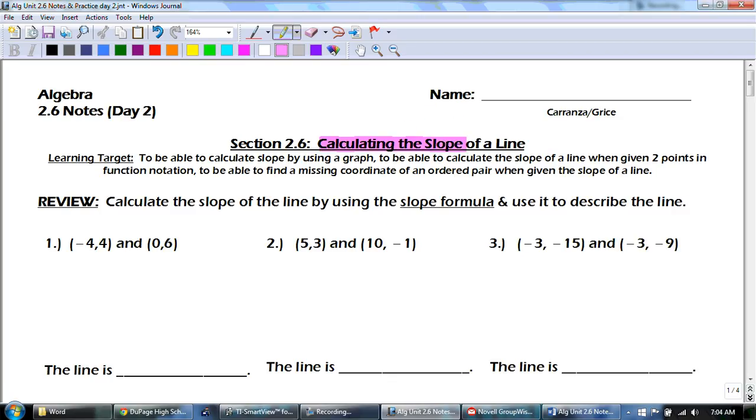Today we're talking about calculating the slope of a line. Our learning target today is to be able to calculate the slope by using a graph, to be able to calculate the slope of a line when given 2 points in function notation, and to be able to find a missing coordinate in an ordered plane when given the slope of a line.